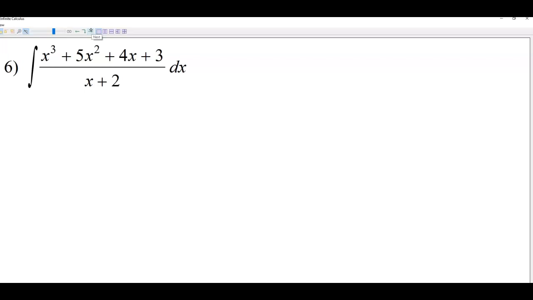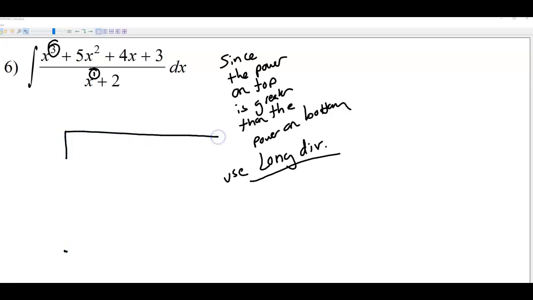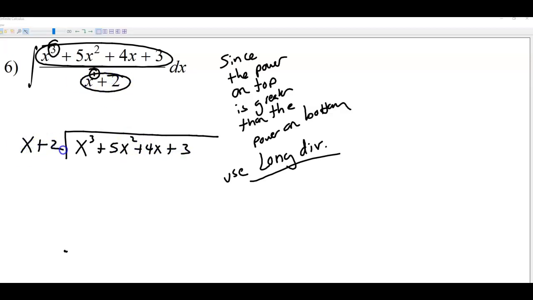All right, let's go ahead and take a look at number 6. All right. So for this one, since the power on top is greater than the power on the bottom, we're going to go with the long division approach. Okay? So how the long division approach works is we're going to take this whole thing here, put it on the inside, then we take this whole thing here and put it on the outside.